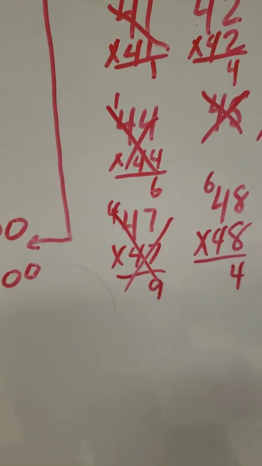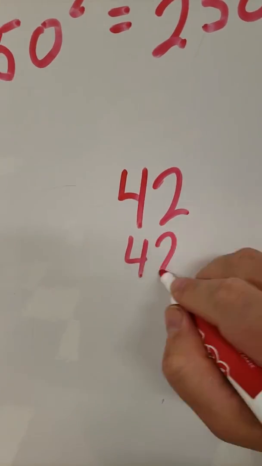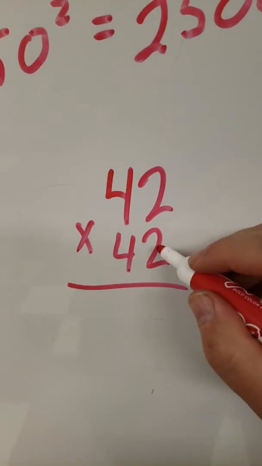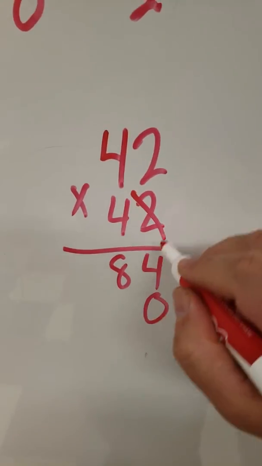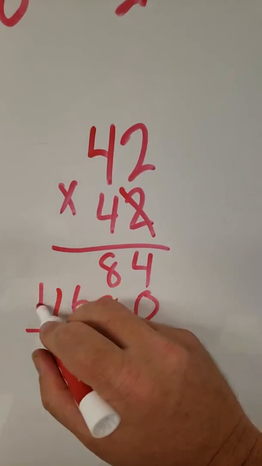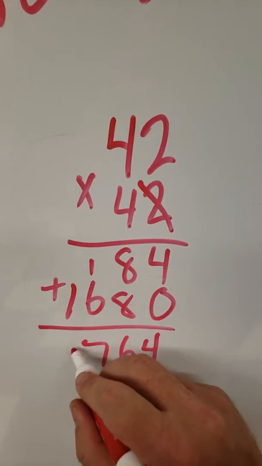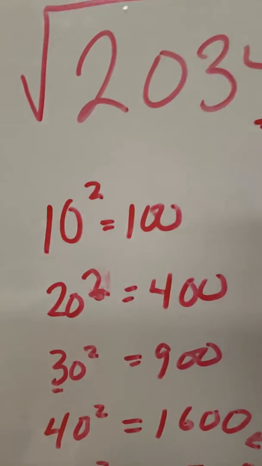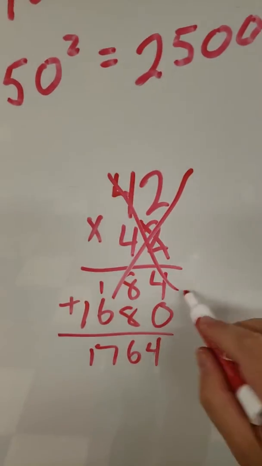So now we just take these 2 answers, we bring them down here, and here's where we actually have to multiply all the way out to see which one is the right answer. 2 times 2 is 4. 2 times 4 is 8. 0 for the placeholder. 4 times 2 is 8. 4 times 4 is 16. Add 4, 16, carry the 1. 1764. Not the right answer.